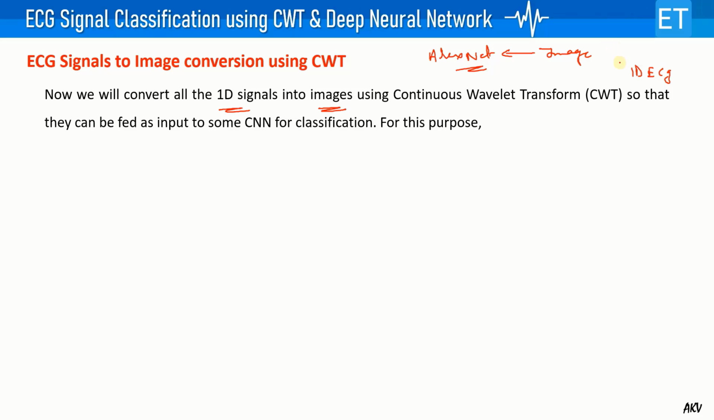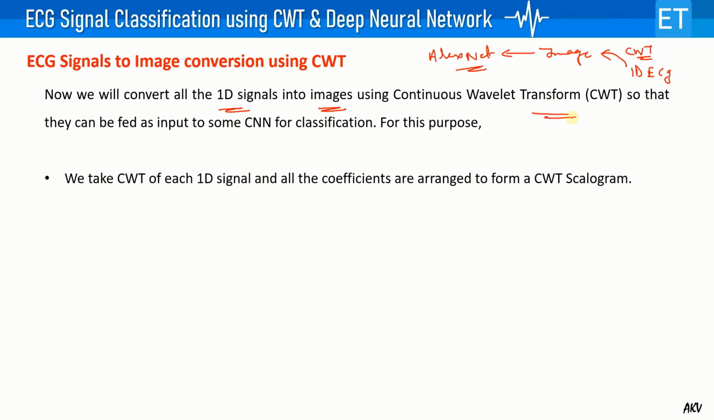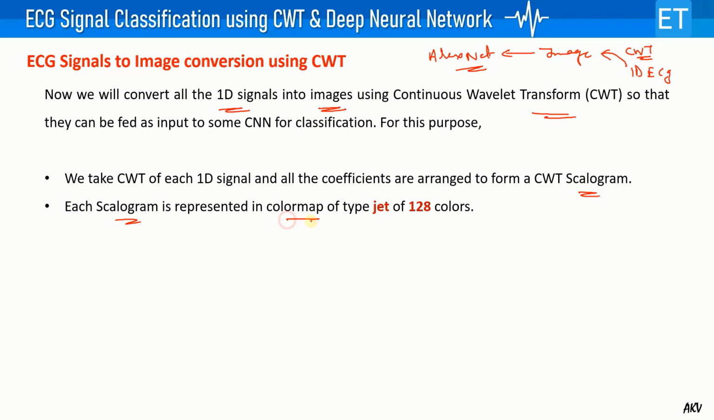So what we are going to do now is convert the one-dimensional ECG signal into the form of an image, with the help of continuous wavelet transform. For this purpose, we will use the continuous wavelet transform coefficients to represent a one-dimensional signal as a two-dimensional image. The continuous wavelet transform coefficients will be represented as a scalogram, as we are aware of. Each scalogram will be represented in a color map of type jet and 128 colors.